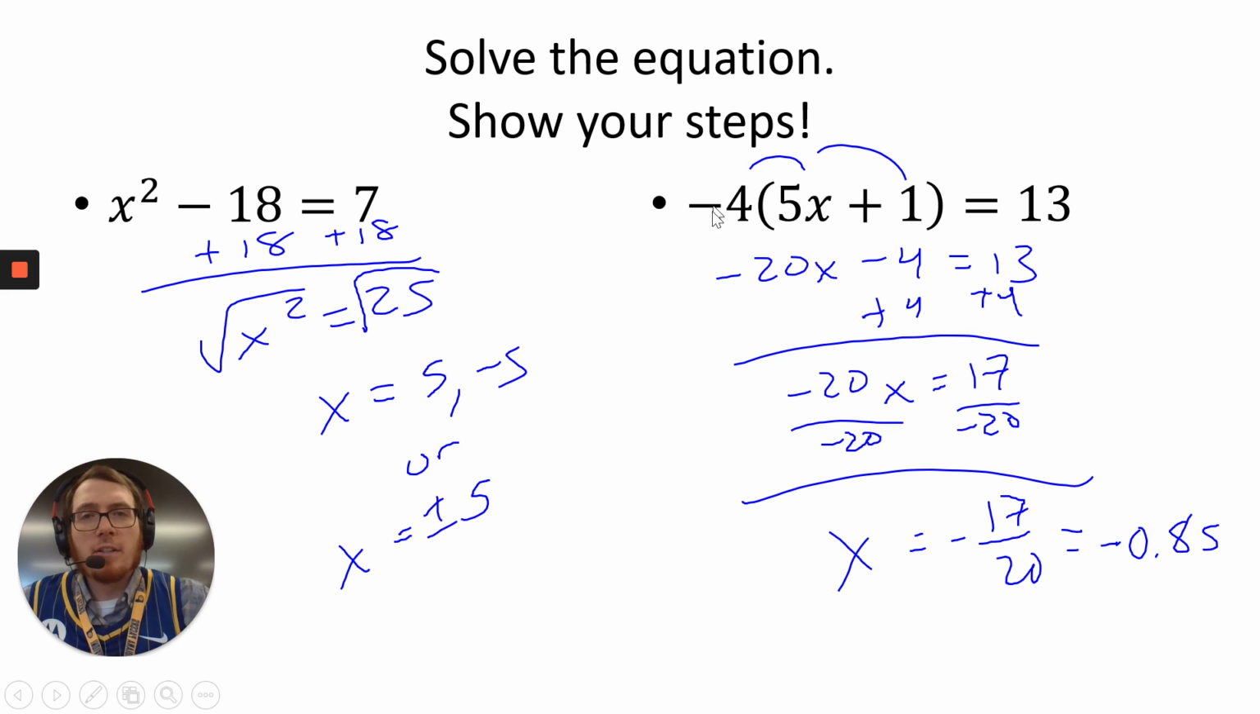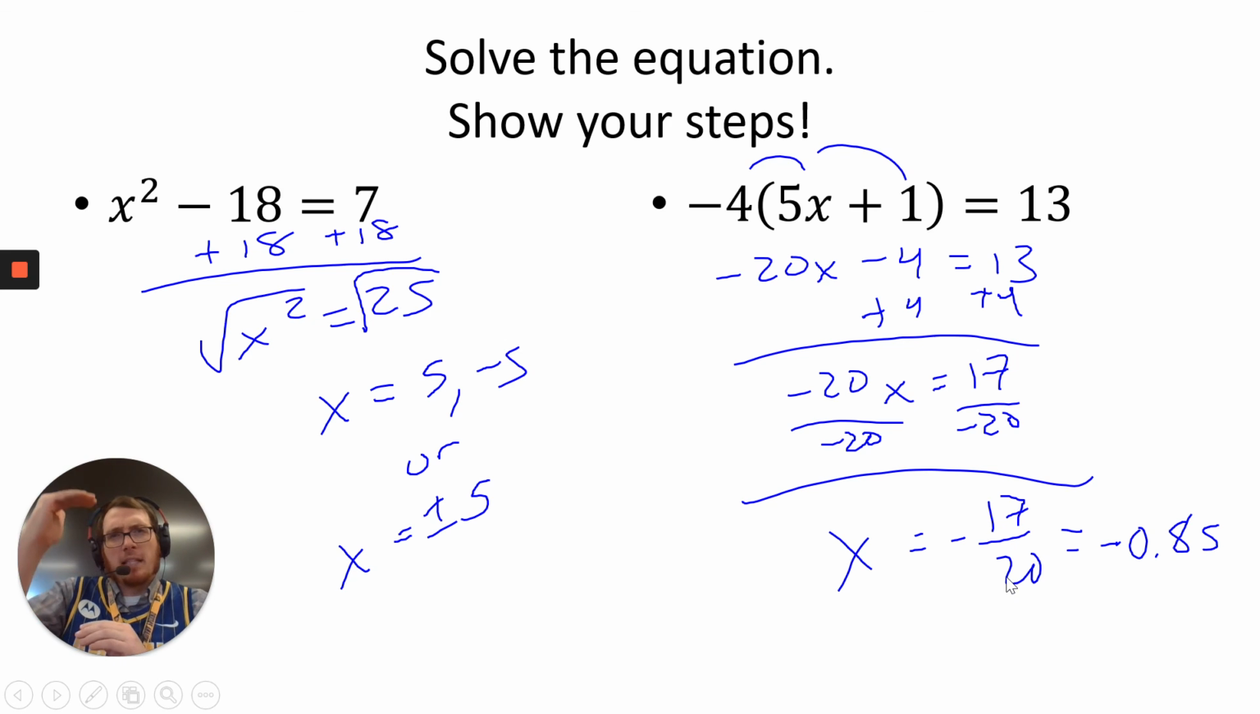This last question here is distributing a negative 4 first, so I'm going to take negative 4 times 5x, which is negative 20x, negative 4 times a positive 1, which is a minus 4. From there, it's a two-step equation. Add 4 to both sides. I get 17. Remember, this is a coefficient of negative 20, so I have to divide by negative 20 in order to find that answer, and that would be negative 17 over 20.